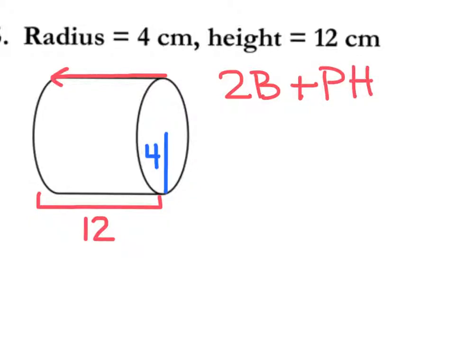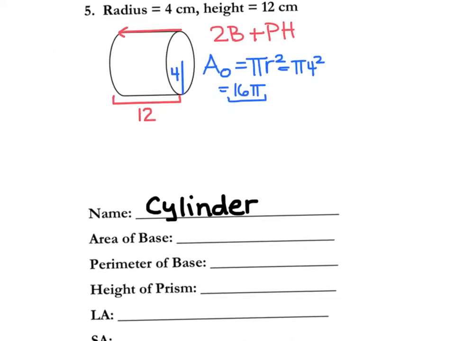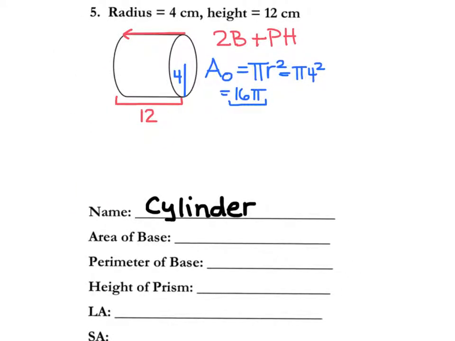So right now we're looking for the area of the base, which is the area of a circle. Now a circle is pi r squared. Our radius, they gave it to us, is 4. So pi times 4 squared, which we're going to write as 16 pi, and that's the area of my base. So 16 pi goes in that blank spot.